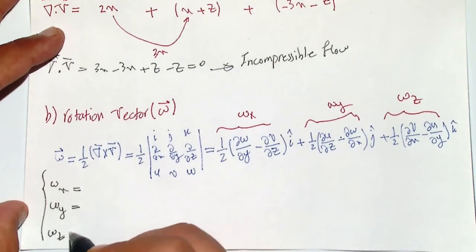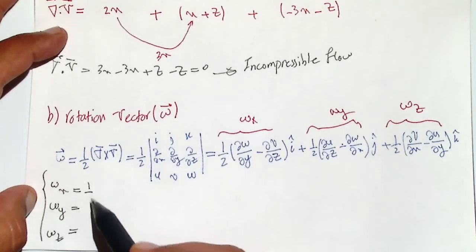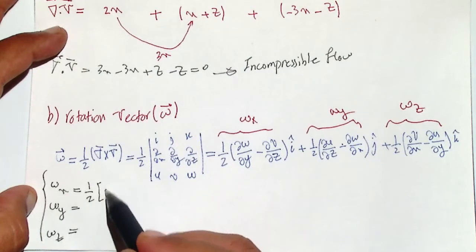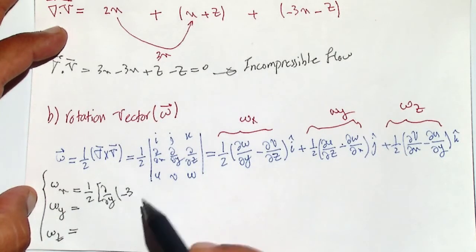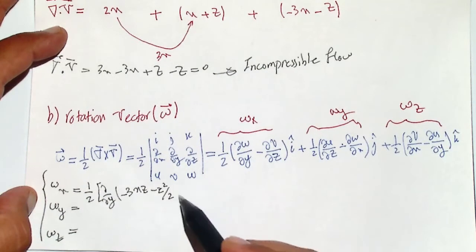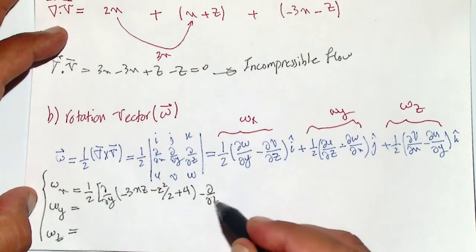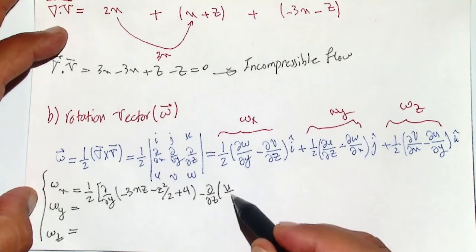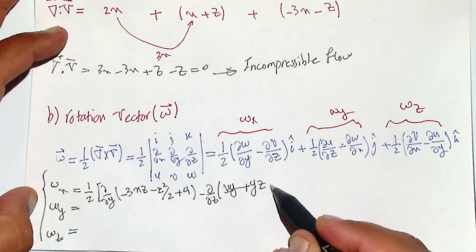I'll write the equation for each of those, because the one with the i is omega x, then it's going to be 1/2 (∂w/∂y minus ∂v/∂z). For w it is minus 3xz minus z squared over 2 plus 4. Then the second term, for v, is xy plus yz plus z squared.